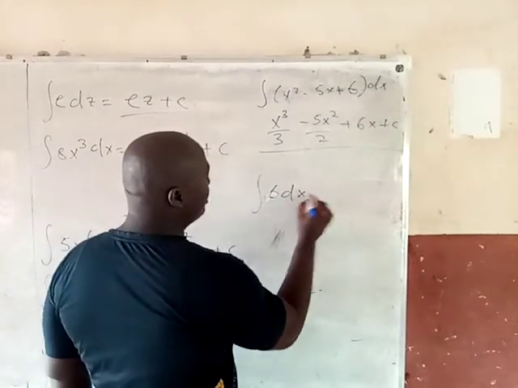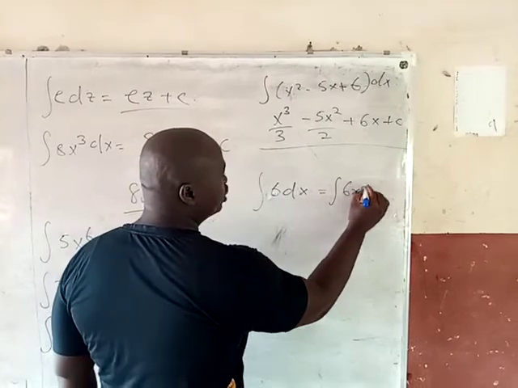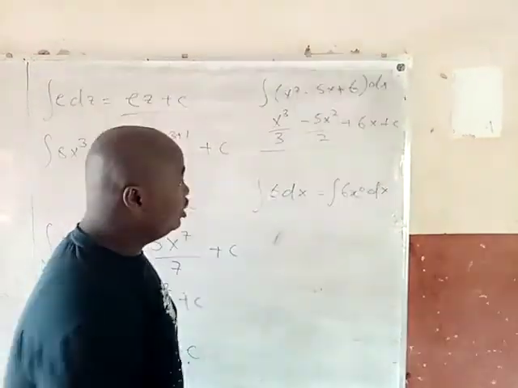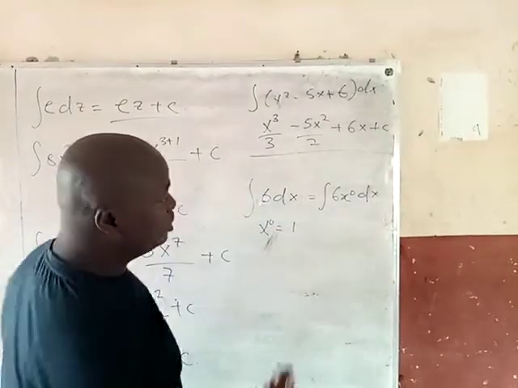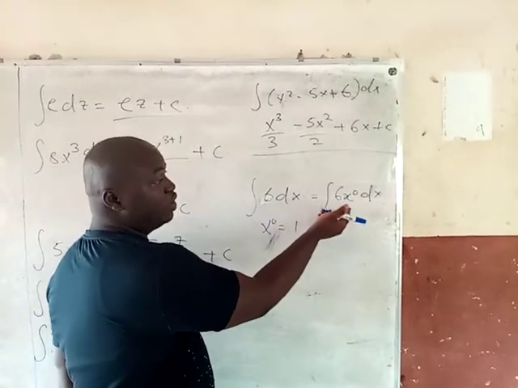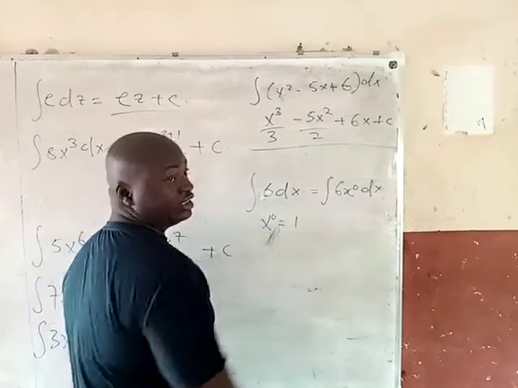We can rewrite this as the integral of 6x raised to the power of 0, 1 dx. It's still the same thing. In law of indices, anything raised to the power of 0 is 1. So what I just basically did was I just rewrote it using the law of indices. So this is equal to this.